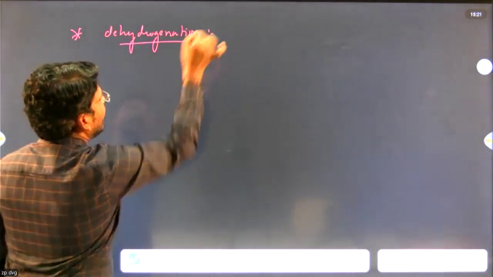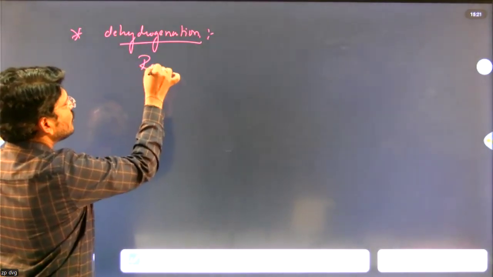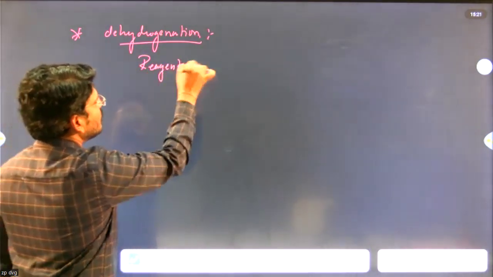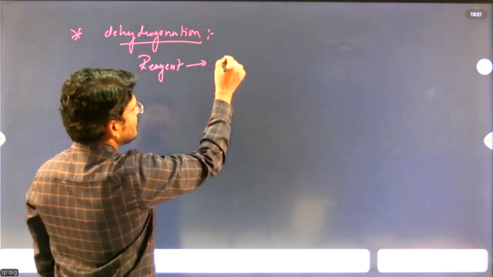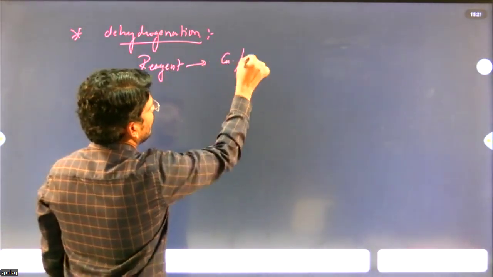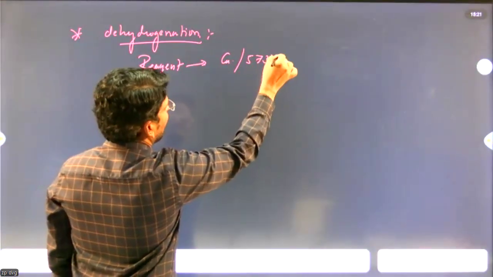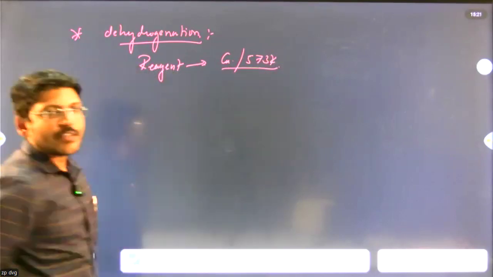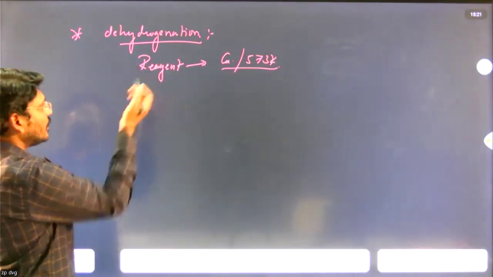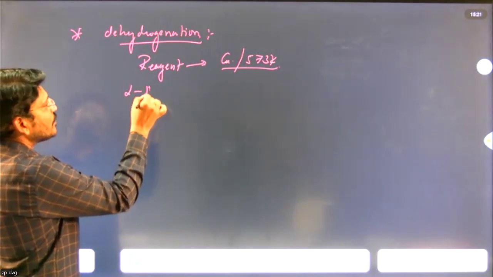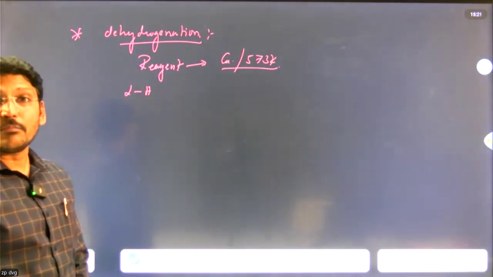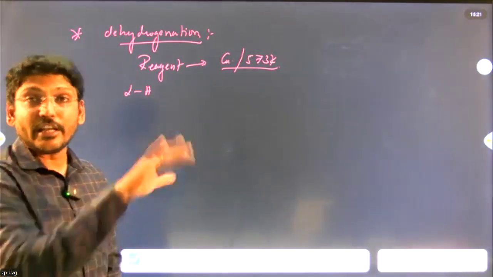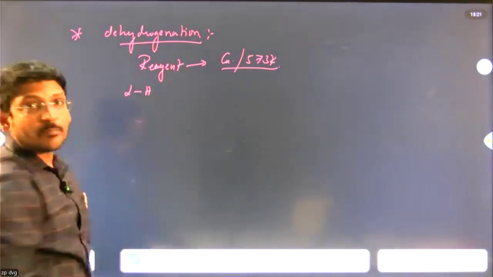Normally we know that dehydrogenation is nothing but removal of hydrogen. So compulsorily we have to use a reagent. The reagent we are using is copper at nearly 573 Kelvin temperature. Here also alpha hydrogen atoms are a must. Without alpha hydrogen atom, alcohol never undergoes dehydrogenation. Dehydrogenation is nothing but removal of hydrogen.